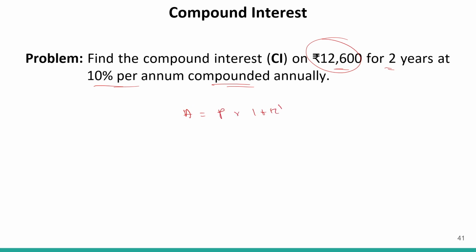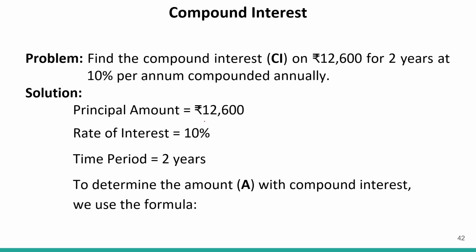1 plus R power T, right? R is in decimal form, so it will be what? 12,600 into 1 plus, so 10% will be 0.1, right? This much power 2 for 2 years since T is equal to 2. Okay, so this will be equal to 12,600 into 1.1 whole power 2, right? So principal amount is equal to 12,600, rate of interest equal to 10%, time period equal to 2 years.